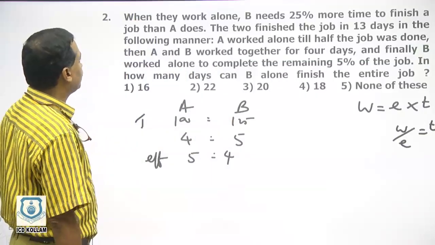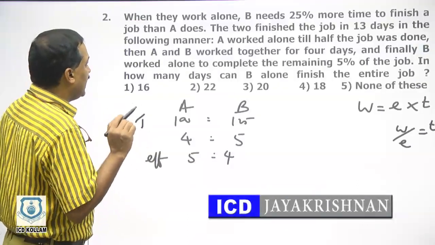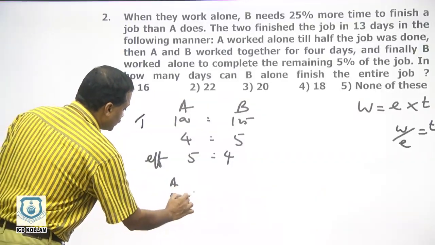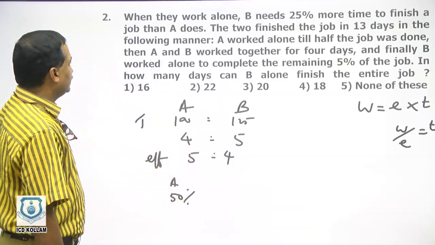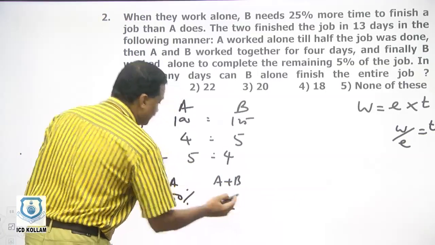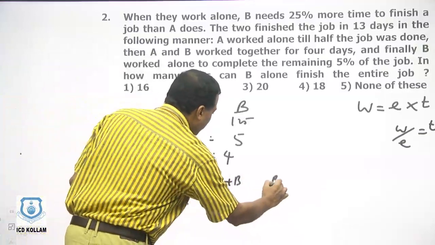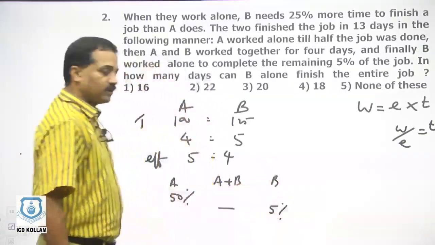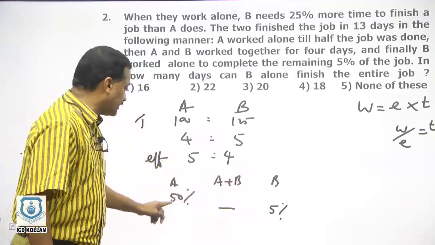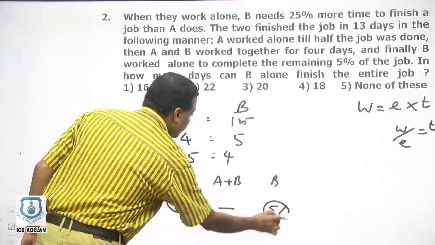The question says that they did the job in 13 days in the following manner. A alone did half the job, so A did 50% of the job. Then A and B worked together for some days which we do not know. Finally B worked alone and completed 5% of the work. So look, A alone did 50%, B alone did 5%. So this in itself is 55%.